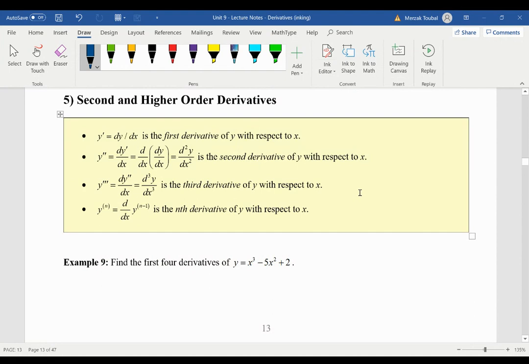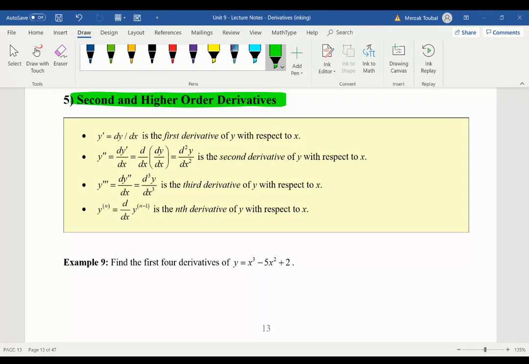Second and higher order derivatives. What this means is we can take multiple derivatives. We take the derivative of a given function, and then we find a new expression, which we can call another function. And then you can take the derivative of the new function, and so on. So you can take multiple derivatives.